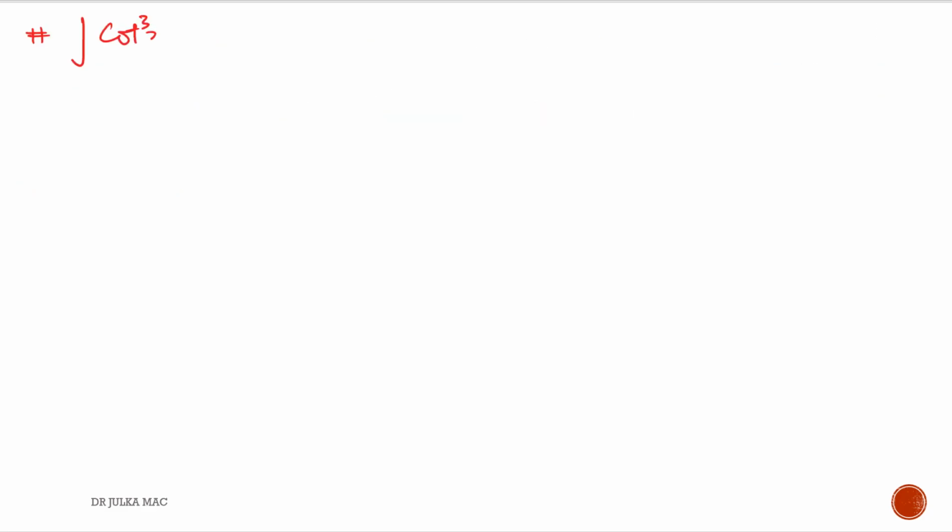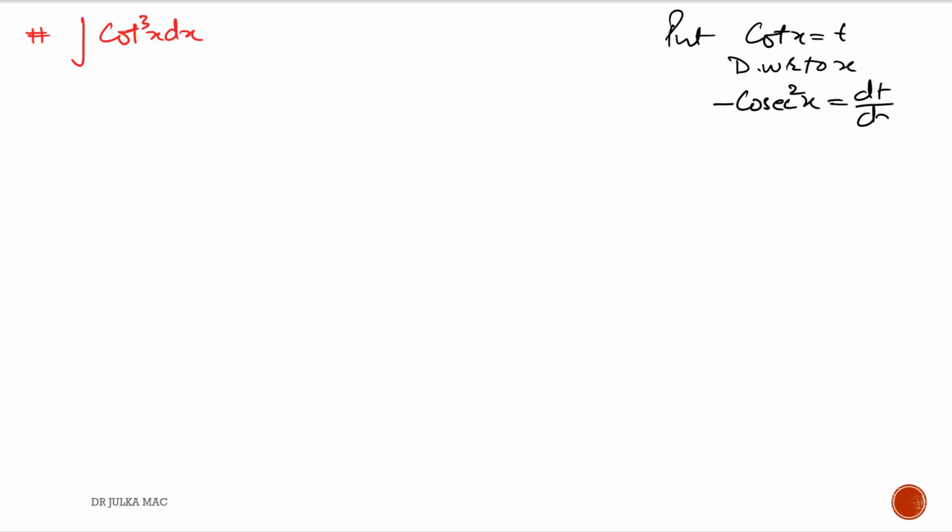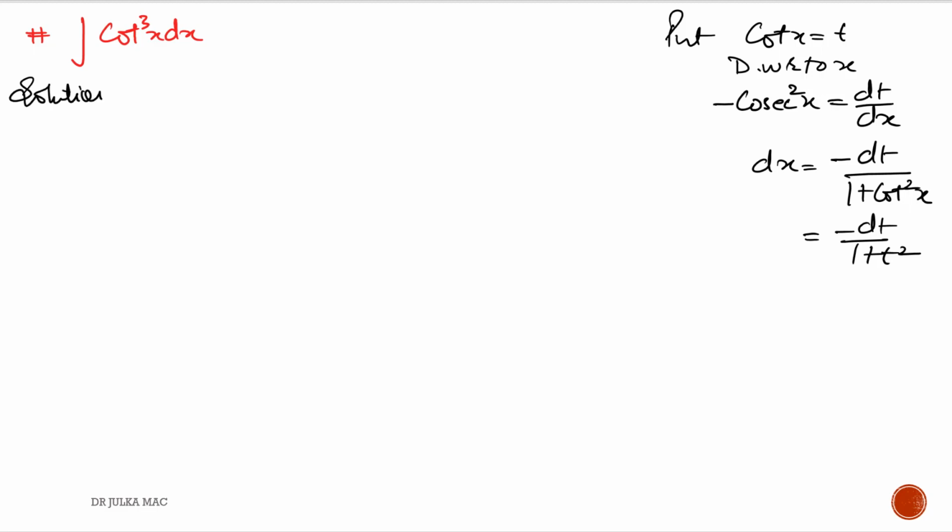Next example, cot cube x dx. Put cot x equals t. Differentiate with respect to x both sides. So the derivative of cot is minus cosecant square x equals dt by dx. So dx equals minus dt upon cosecant square x, which equals 1 plus cot square x. Now replace cot x by t. So dx equals minus dt upon 1 plus t square. Cot x replaced by t. t cube divided by 1 plus t square into minus dt.